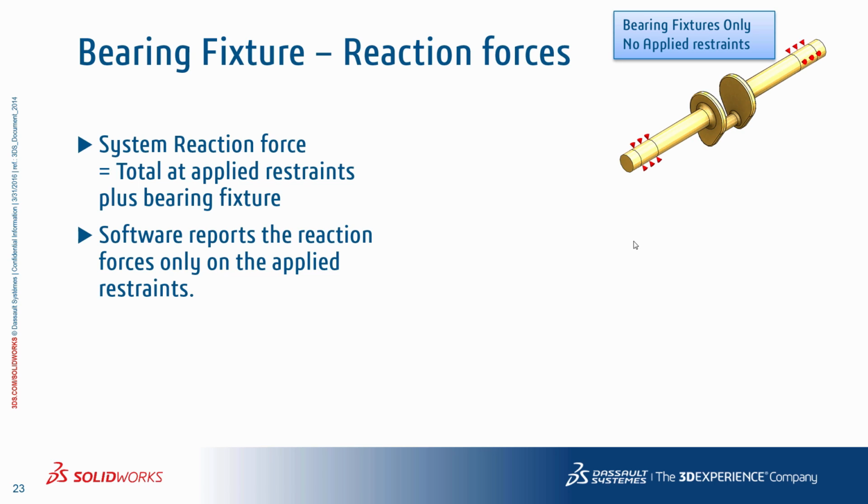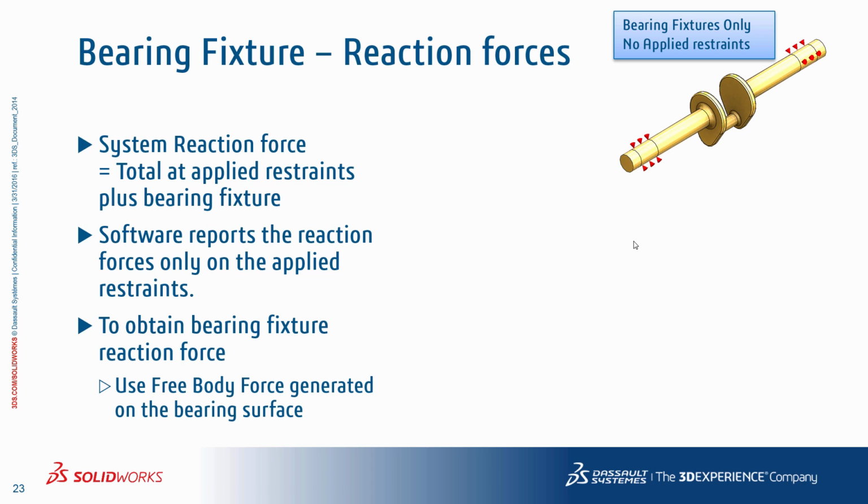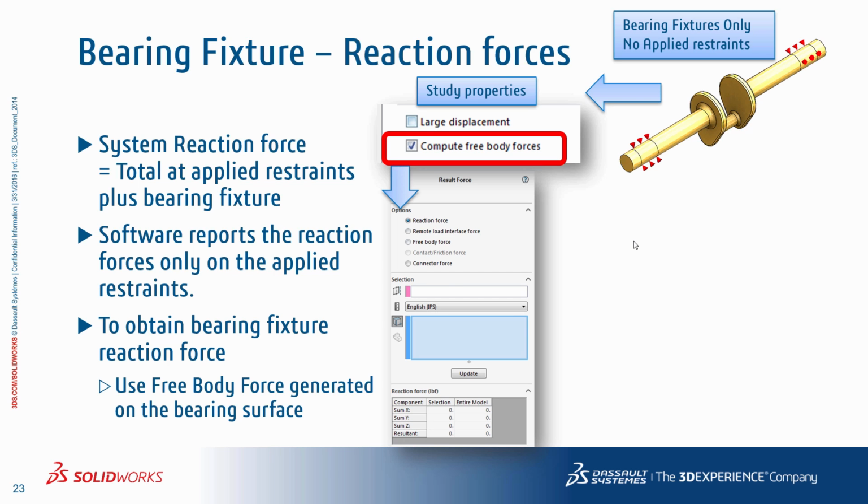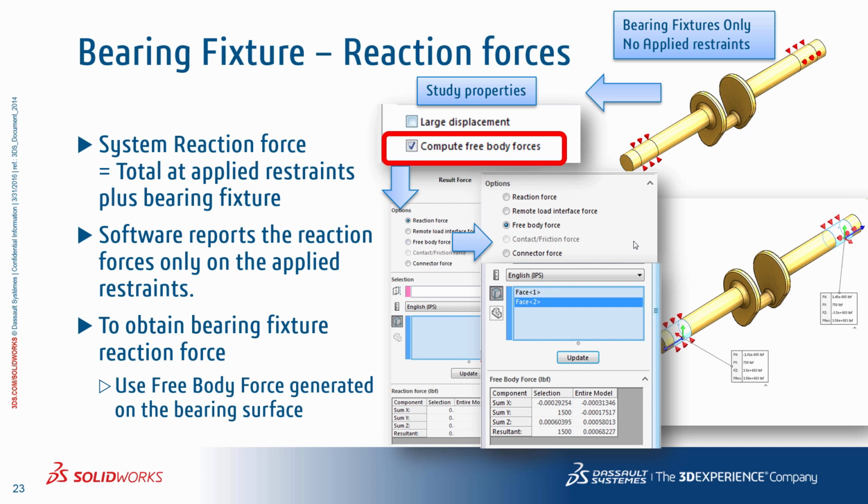So let's take a look at an example of a shaft where the only fixtures holding the shaft in place are the bearing fixtures. So there's no other applied fixture in the system. Now to obtain the forces, we have to use the free body force option generated on the bearing surface. To do this, before you run the simulation, make sure that in your study properties, the compute free body force option is checked, as shown here. Then after the simulation is run, you can access the results force dialog box, select the free body force option, then select the bearing fixtures phase, click on Update, and get access to the bearing fixture reaction forces.